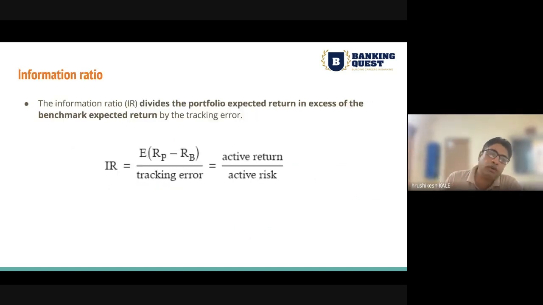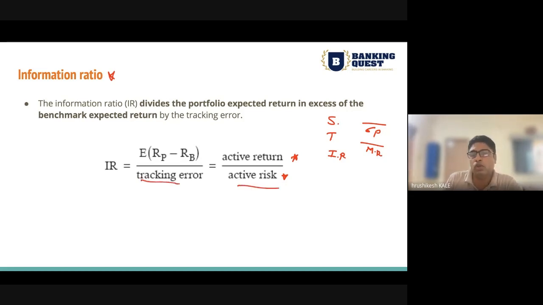Next is information ratio, very widely used nowadays. It is nothing but active return upon tracking error. So we have seen Sharpe ratio, Treynor ratio, and this is information ratio. In the denominator, in Sharpe ratio, we have total risk. In Treynor ratio, we have market risk. And in information ratio, you have tracking error, which is also called active risk.